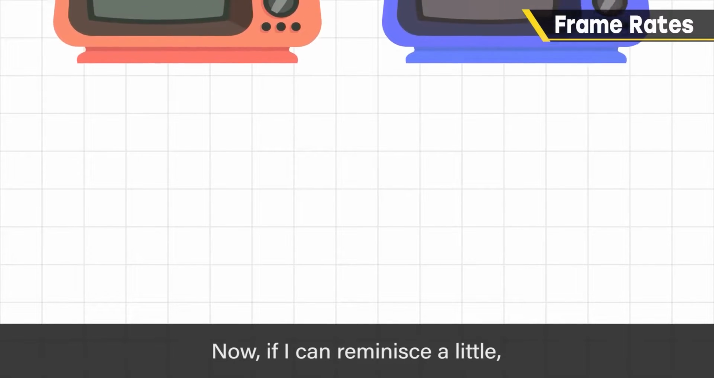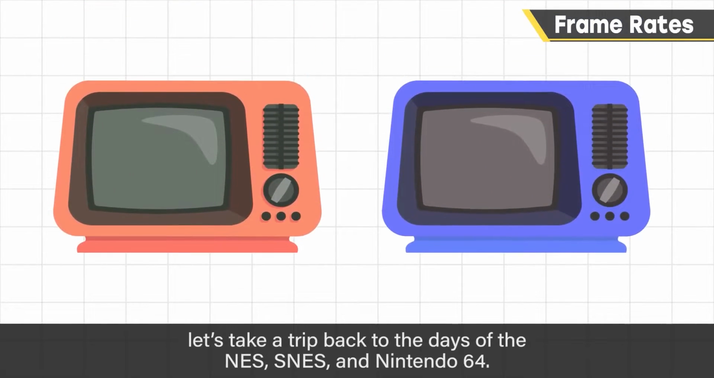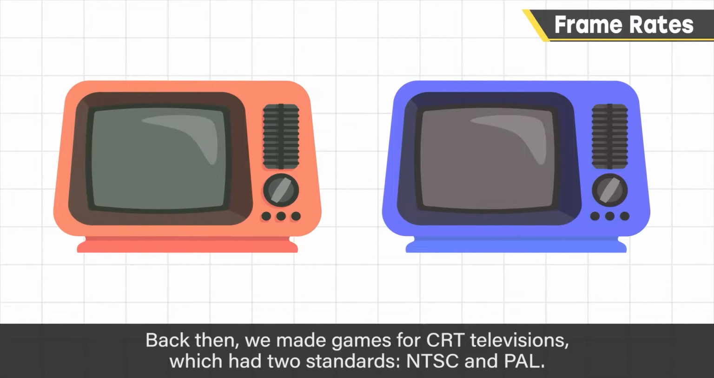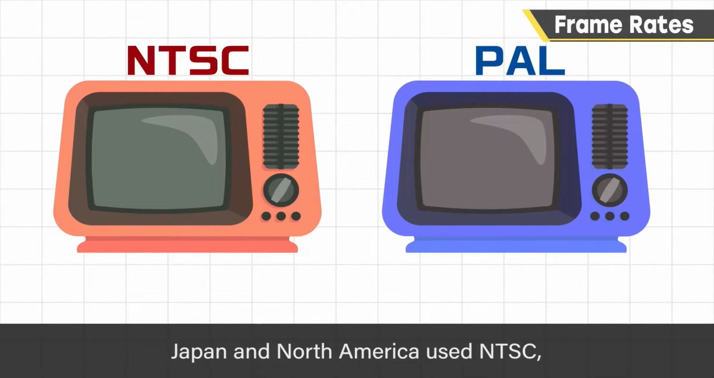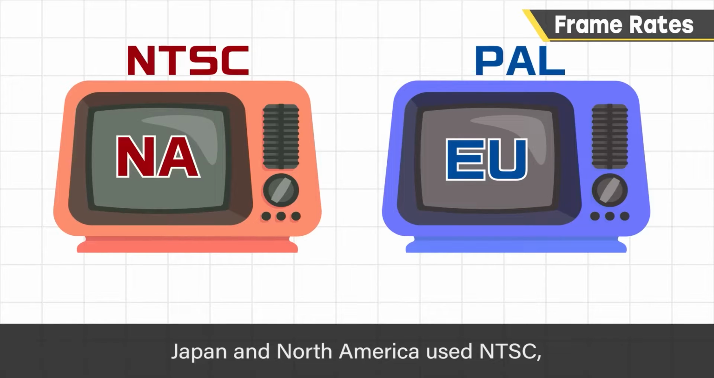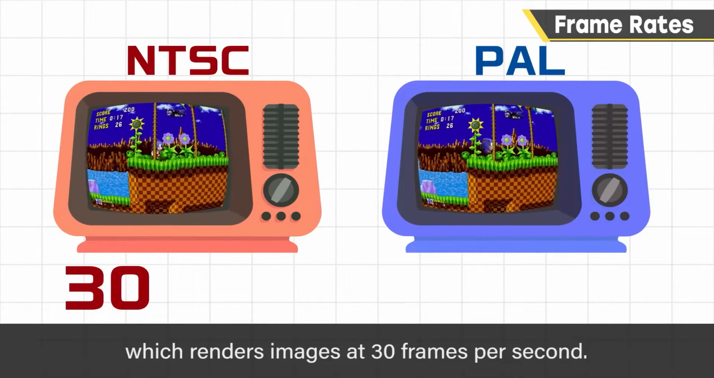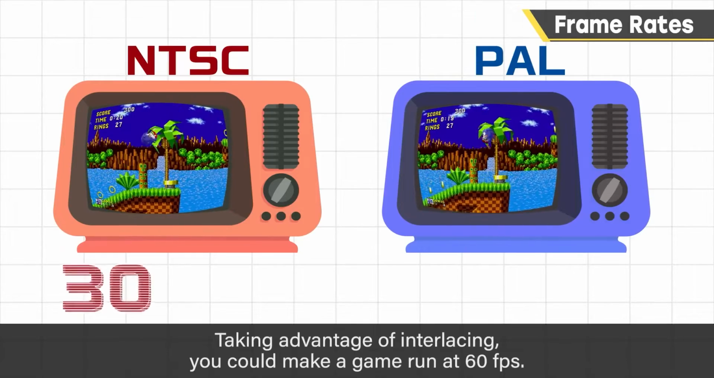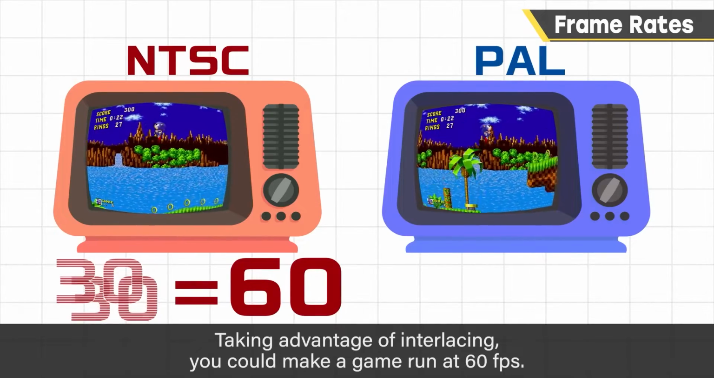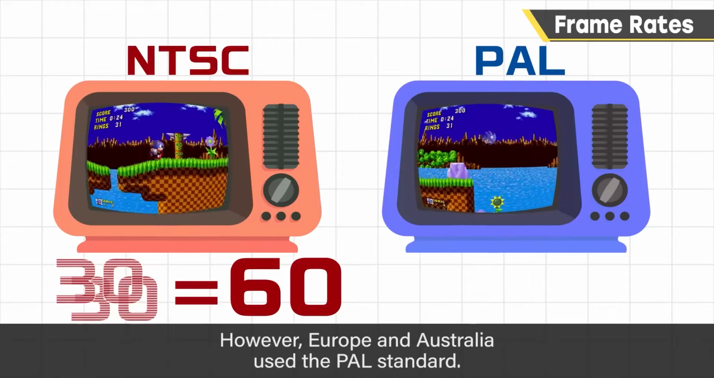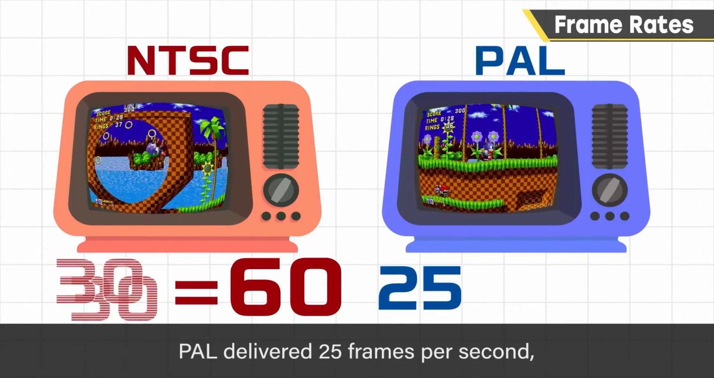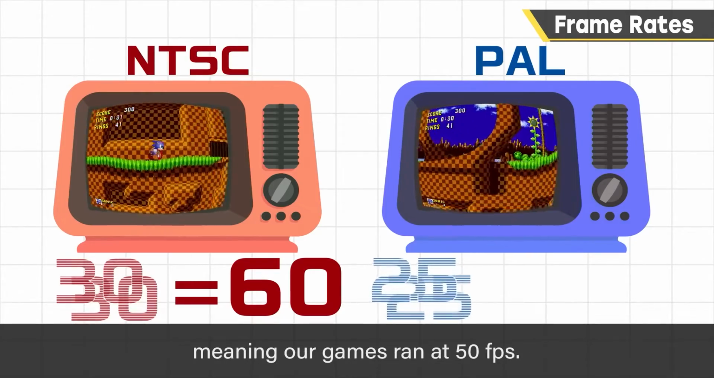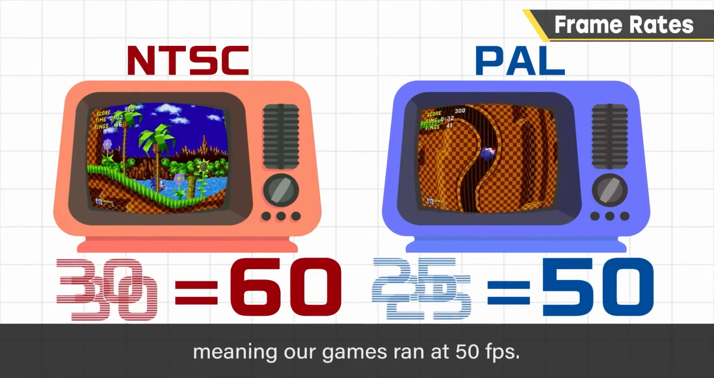Now, if I can reminisce a little, let's take a trip back to the days of the NES, SNES, and Nintendo 64. Back then, we made games for CRT televisions which had two standards, NTSC and PAL. Japan and North America used NTSC, which renders images at 30 frames per second. Taking advantage of interlacing, you could make a game run at 60 FPS. However, Europe and Australia used the PAL standard. PAL delivered 25 frames per second, meaning our games ran at 50 FPS.